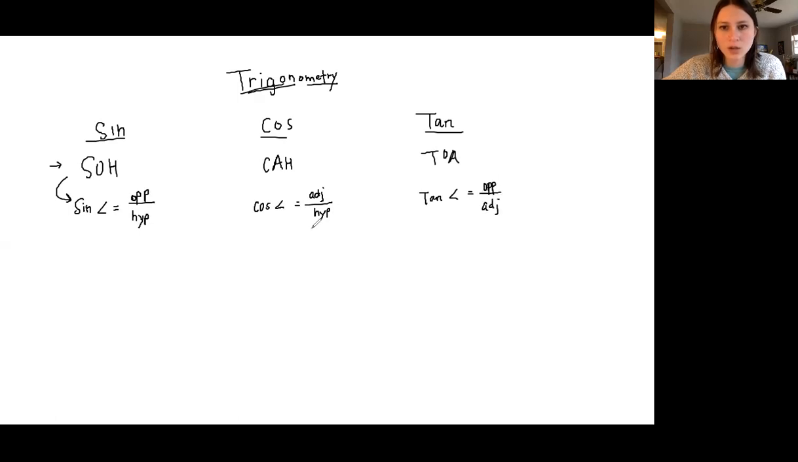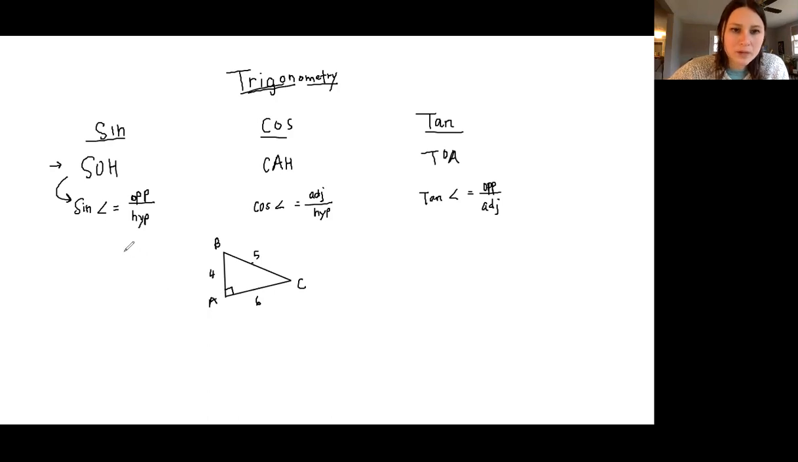So let's use this little triangle to help us do a little example here. So let's say I've got a little right triangle, and this is my right angle. I'm going to name the angles A, B, C, and these sides will be, let's say, 4, 5, 6. I'm just going to give them a length. It's 4, 5, and 6.